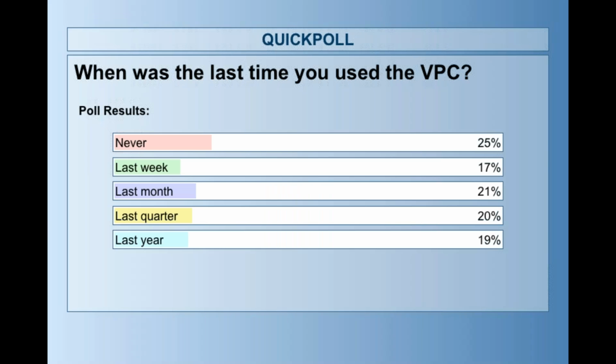All right, we've closed the poll. Here are the responses. So when was the last time you used the value proposition canvas? 25% said never, 17% said last week, 21% said last month, 20% said last quarter, and 19% said last year. Okay, so interesting. I hope those who put never actually know what the value proposition canvas is, because we're going to go into best practices.